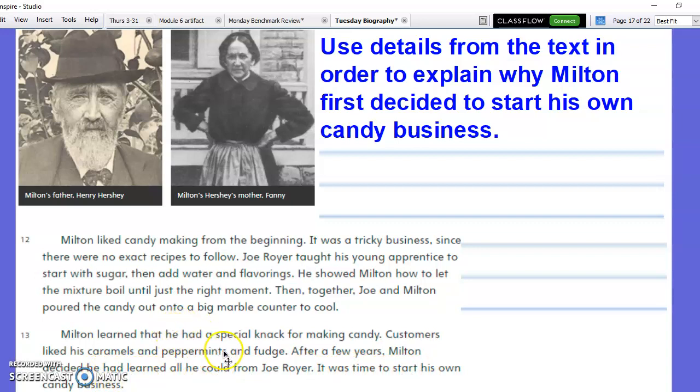What do you think it means when someone has a knack for doing something? Said he had a knack for making candy. Use details from the text in order to explain why Milton first decided to start his own candy business.